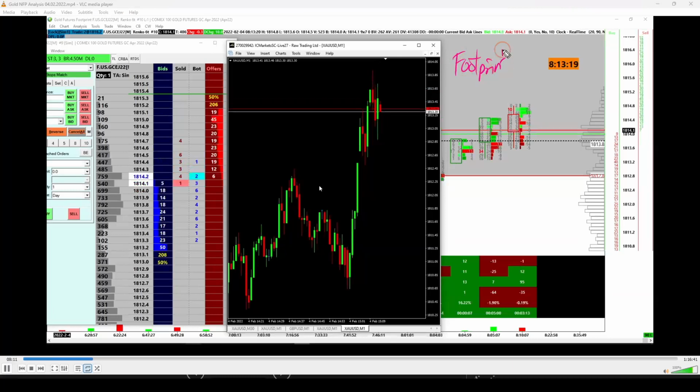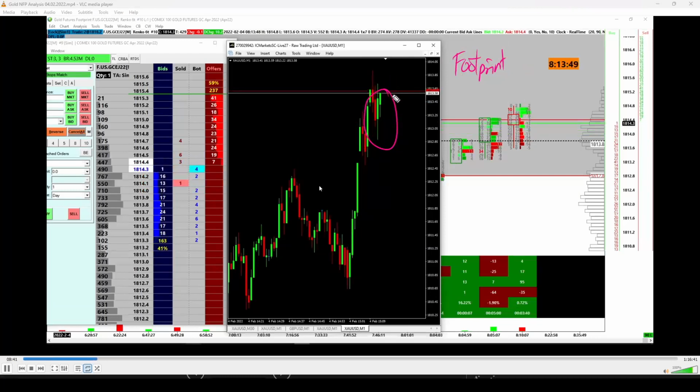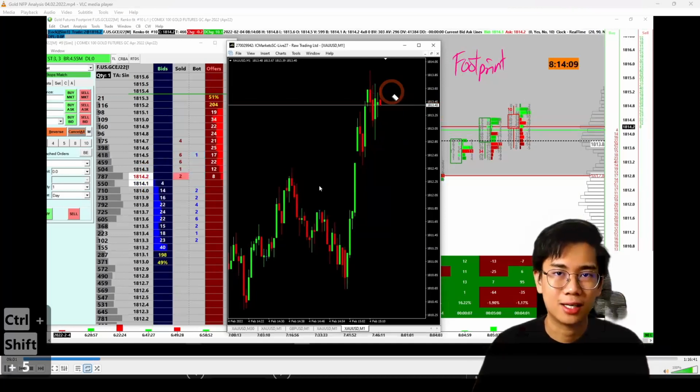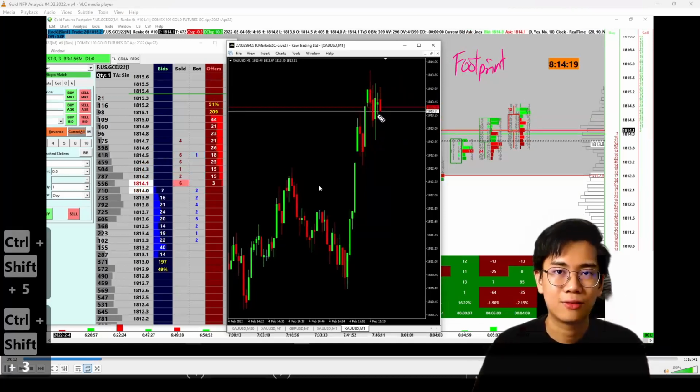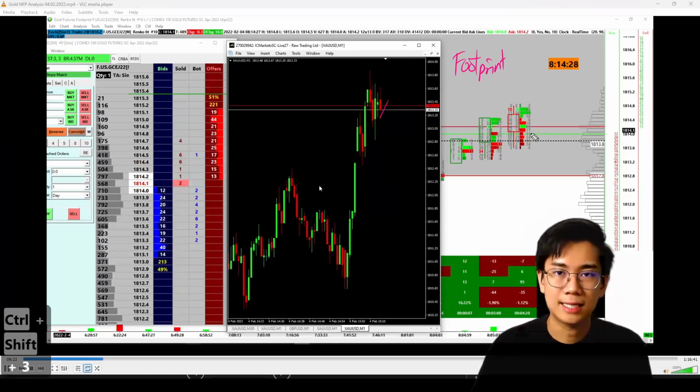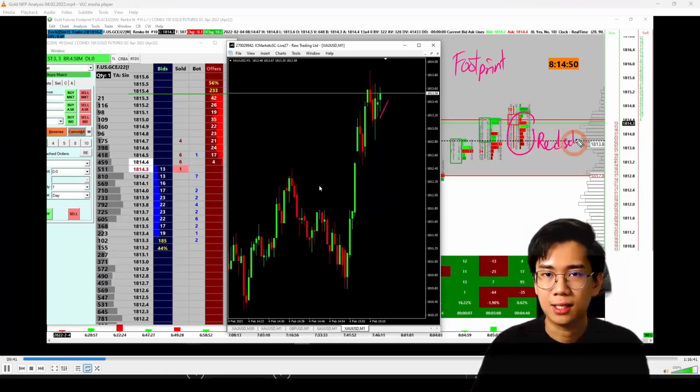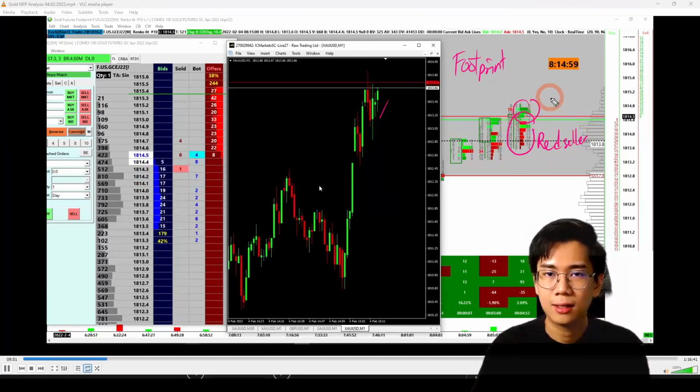A footprint is whereby you're able to see what is happening at the current candlestick. In MT4, in a normal chart, you don't know whether it will go up or down, because it's just up, down, up, down. You don't know whether there is a buyer or seller. You can just make a guess from here. But here, it tells you exactly: red is seller, green is buyer.